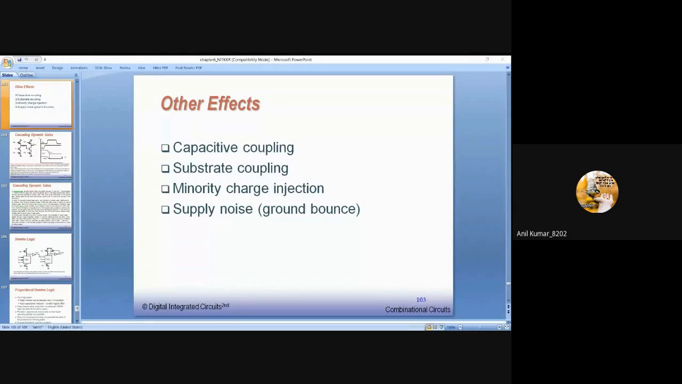Sir, you are talking about the charge sharing, and we use a keeper circuit. Okay.